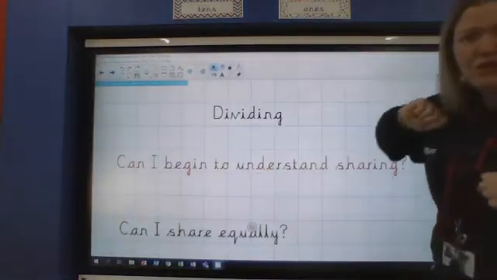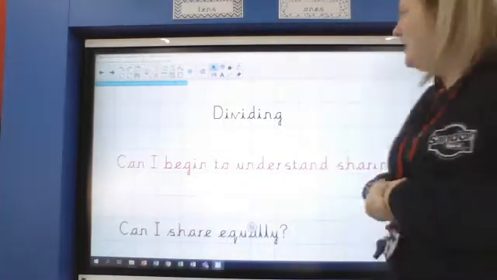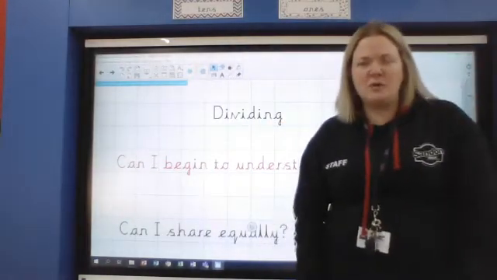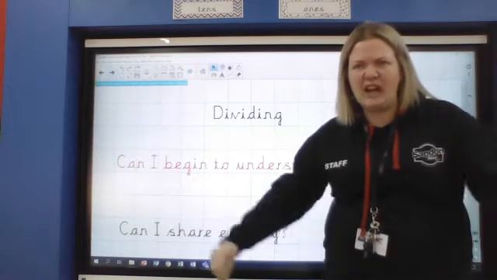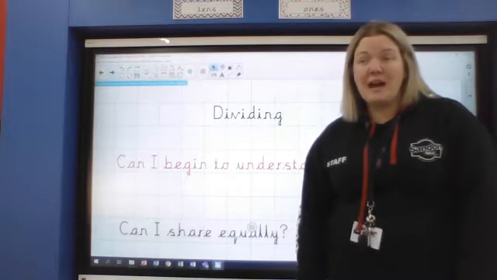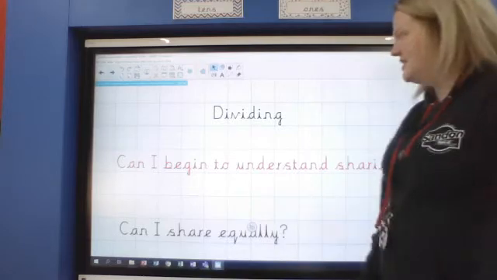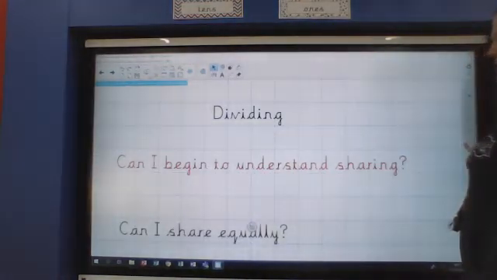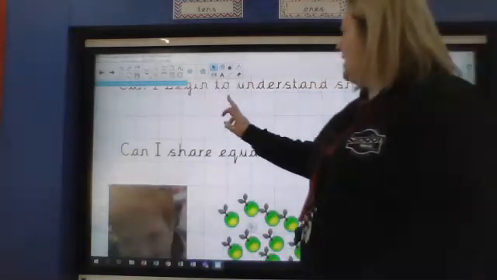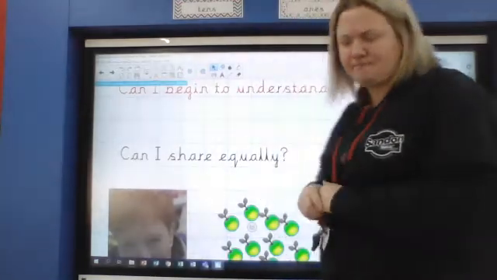So, a new concept today, because we are finished with multiplying for now, and we are looking at dividing. Oh, that seems quite a scary word, doesn't it? Dividing. I'll let you into a little secret. It's all about sharing, okay? Sharing's caring. And it says, can I begin to understand sharing?